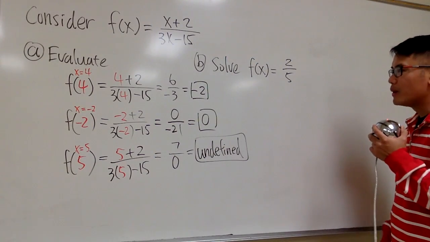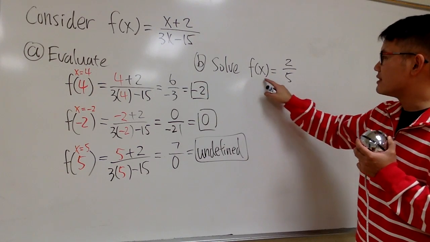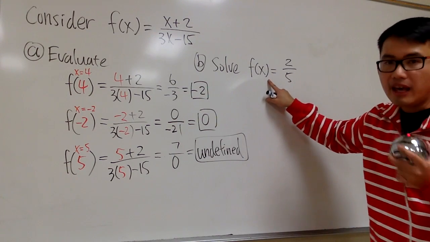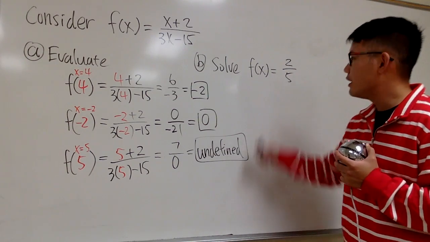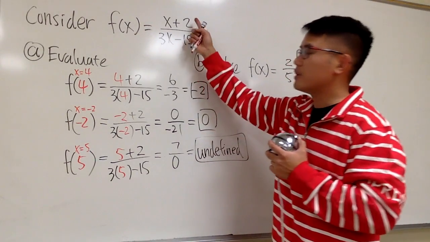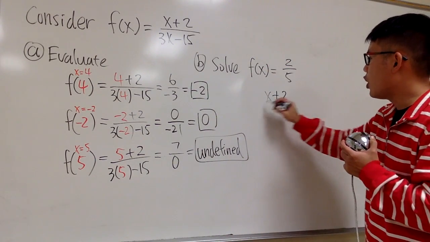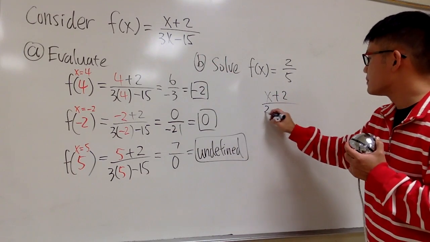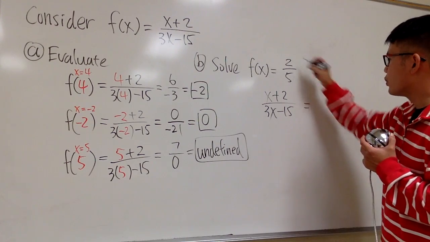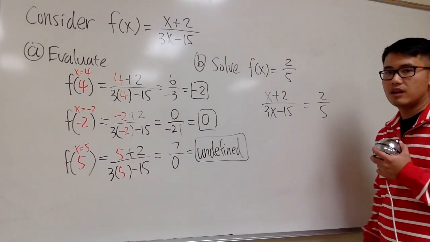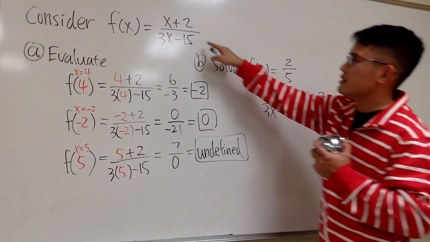Right here, how are we going to solve the equation instead? Well, f of x is equal to 2 over 5. We don't know what x is. Our goal is to figure out what x is right here. F of x, we know is this function. Let's put that down. So we have to work out x plus 2 over 3x minus 15.